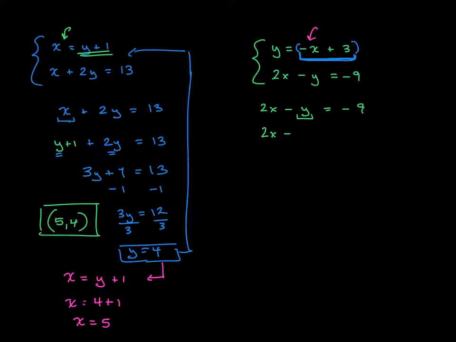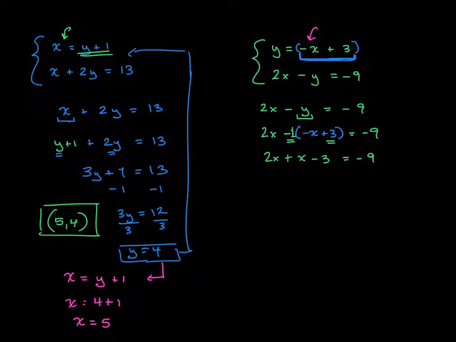So I'm going to put this in parentheses: negative x plus 3. And then I'm going to set that equal to my negative 9. And now I'm going to utilize the distributive property. This is a negative in front, so it's a negative 1. Distributing it through, I now get 2x minus a negative, and a negative turns it into a positive. So positive x, negative 1 times positive 3 makes negative 3, equals negative 9.